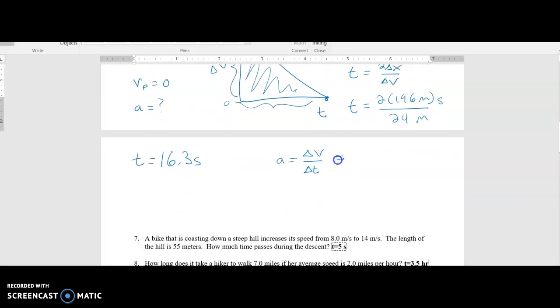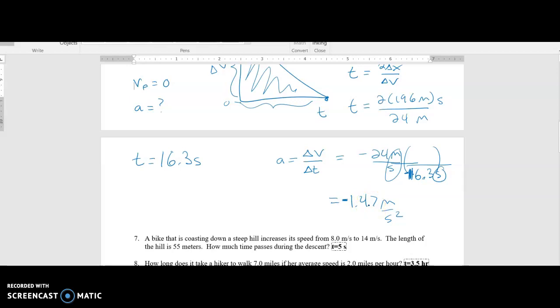Sure, I have the change in velocity, which is negative 24 meters per second. And I want to divide it by the time, which in this case, the time was 16.3 seconds. Do some quick math. And you get 1.47. The units are meters per second, second squared. And because that's a negative 24, that's a negative 1.47 meters per second squared.